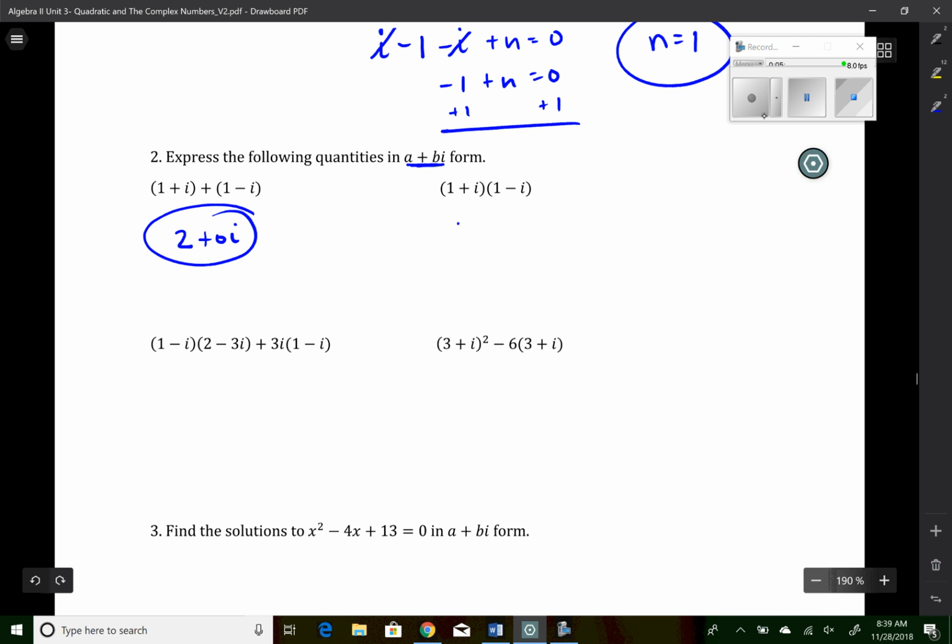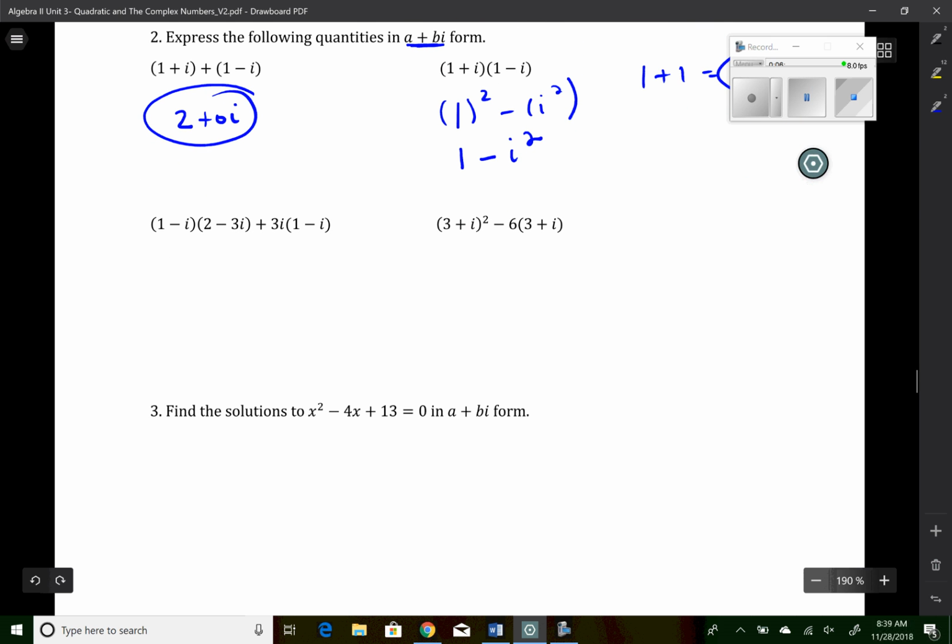Multiplying, those are conjugates, so I'm going to do 1 squared minus i squared. So I have 1 minus i squared. But i squared is really going to be positive 1 here because it's a negative, and then i squared is negative 1. A negative and a negative makes a positive 1. So I have 1 plus 1, which is just 2 plus 0i.